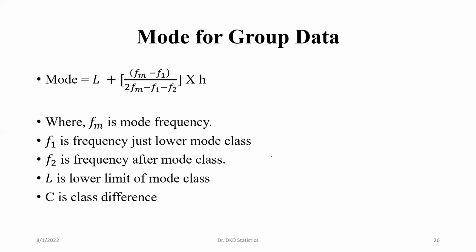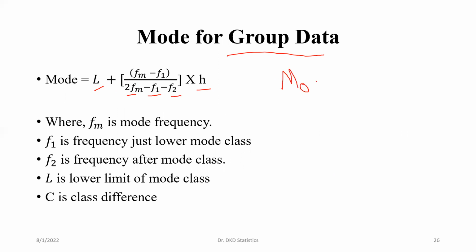Now we have to calculate the mode for grouped data. If we have grouped data, how do we calculate the mode? We use this formula: L plus (fm minus f1) divided by (2fm minus f1 minus f2), multiplied by h. Sometimes we can calculate the mode with this formula.